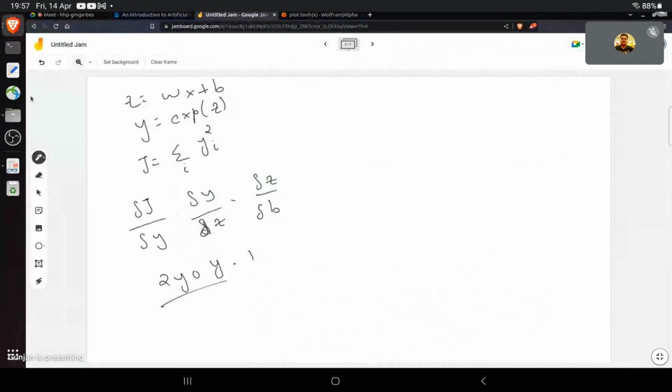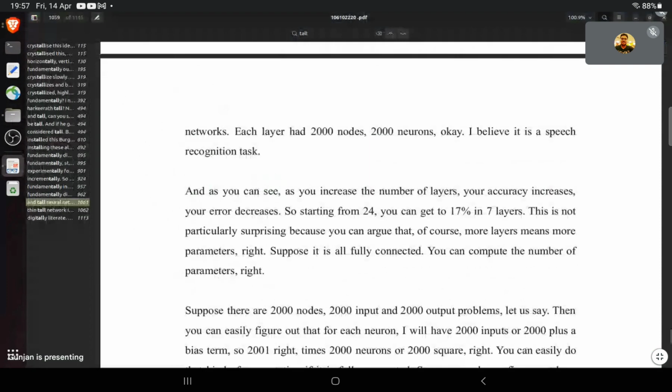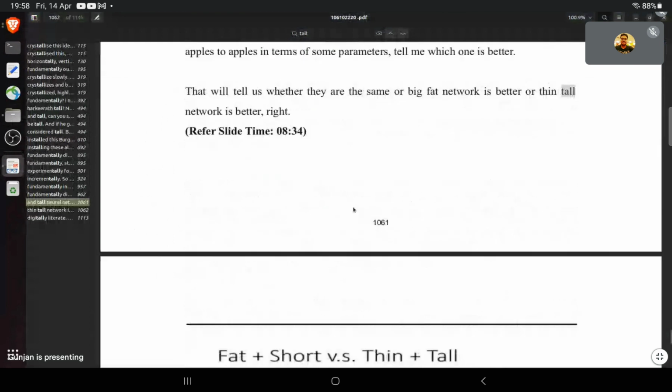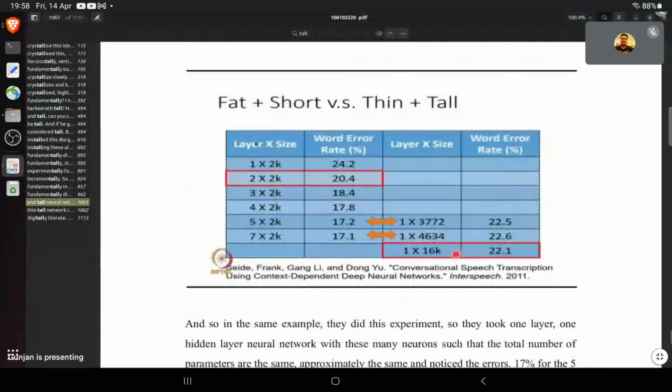What has been shown in that slide also tells this, the 1K, 2K table. The first one is layer one, and the size is the number of neurons in that layer, which is 2K. So this would be thin plus tall, right? No, no, this would be short. This would be fat plus short, right?